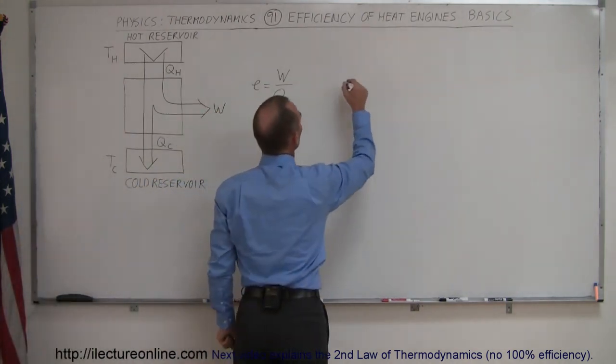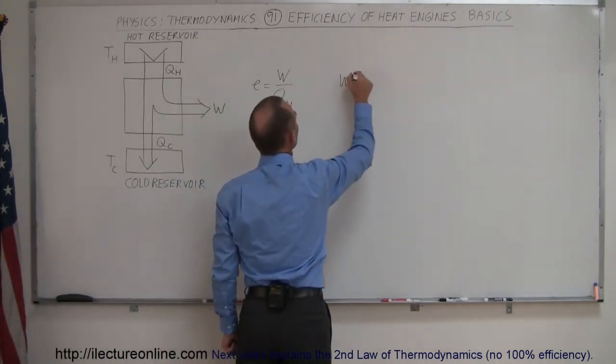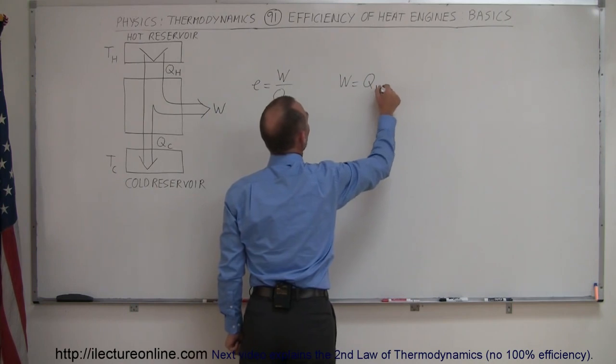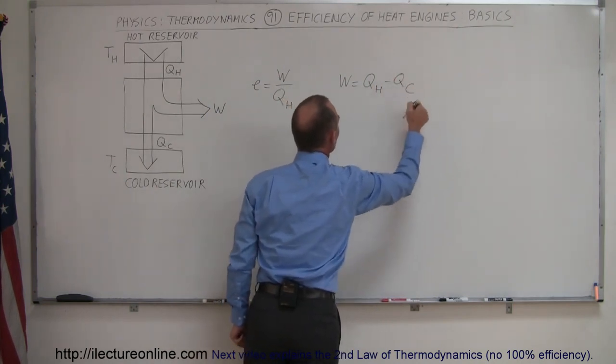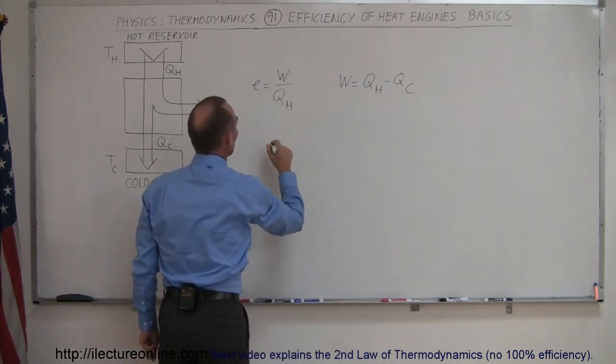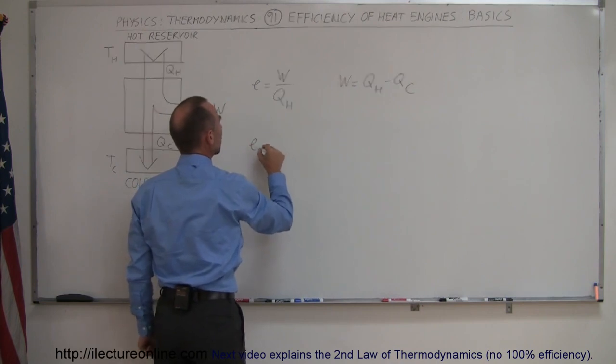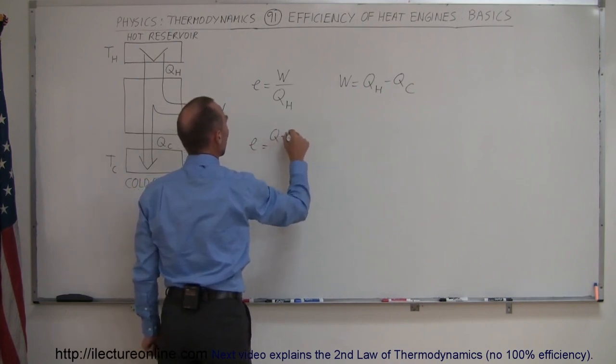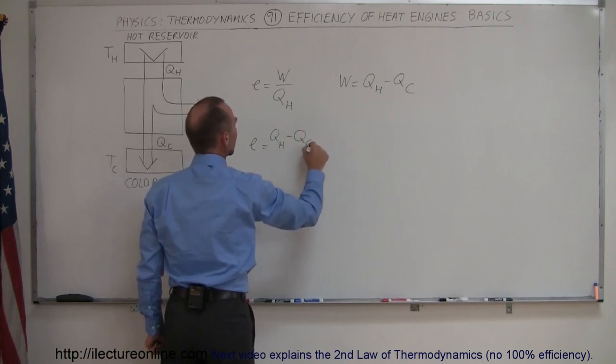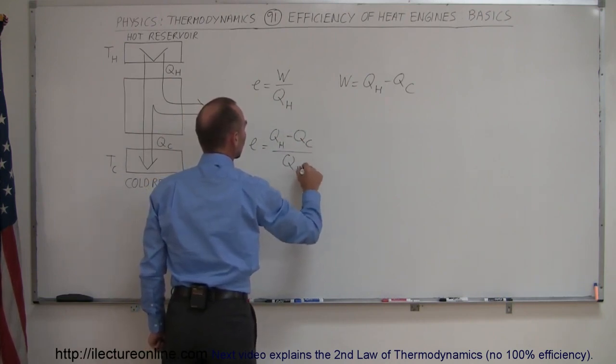So if we then use the equation that the work done is equal to Q hot minus Q cold, simply the difference, and we replace that in here, we can also write the efficiency of an engine equal to the difference between Q hot and Q cold. Let me write it like that, divided by the original Q hot.